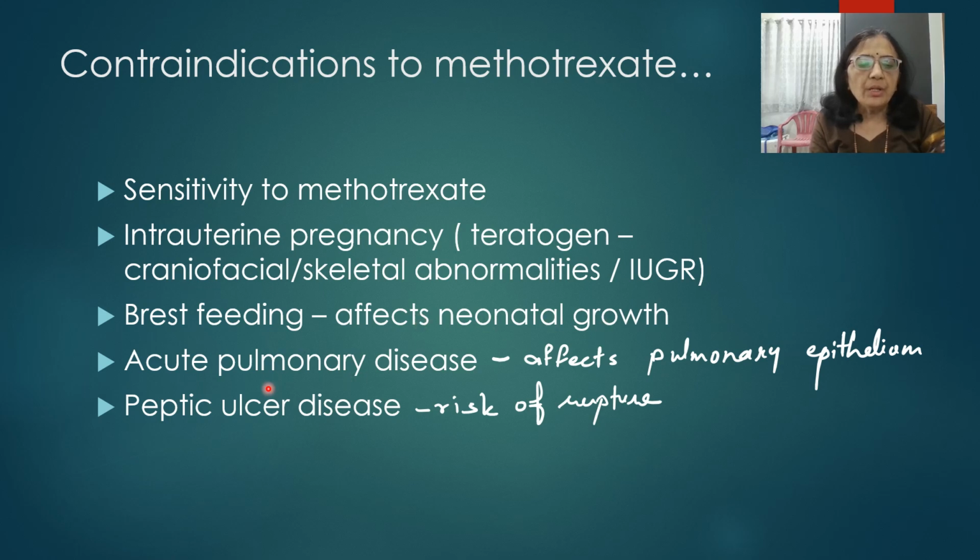In acute pulmonary disease, it is contraindicated as it affects the proliferation of pulmonary epithelium. Peptic ulcer disease is a contraindication as there is a risk of increasing inflammation at the site of ulcer and even risk of rupture.